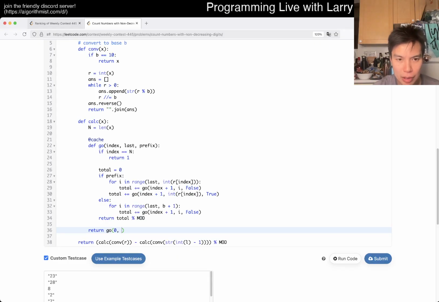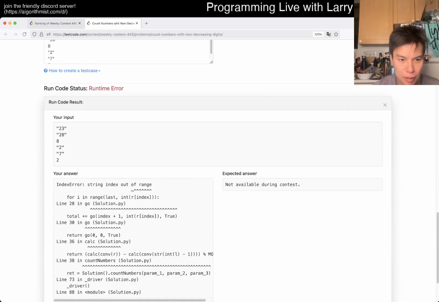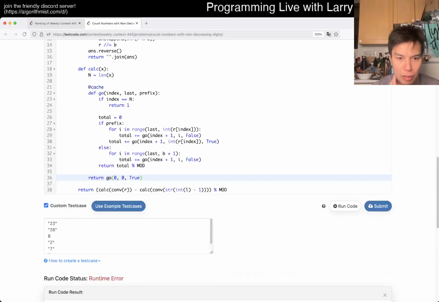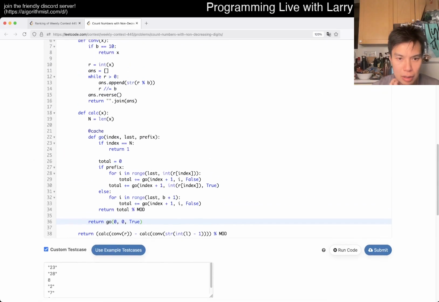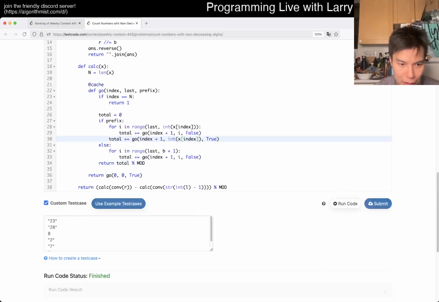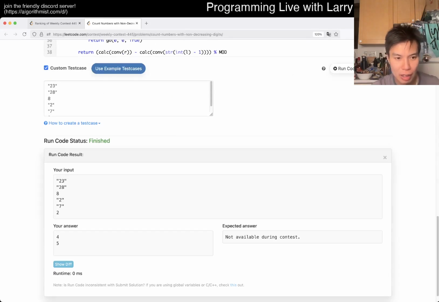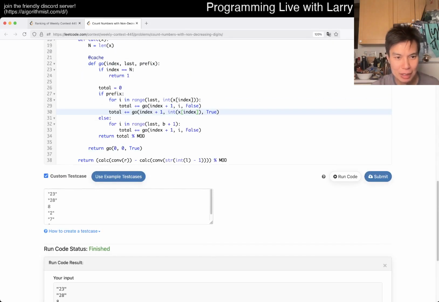First digit can be anything. So I guess last is 0, and then the prefix is true. Yeah, true is fine. Okay. R of index. Oh no, it's not R, it's X, because it's the thing that we're doing in that context. 4 and 5, okay, not right at all. But that's okay, maybe.